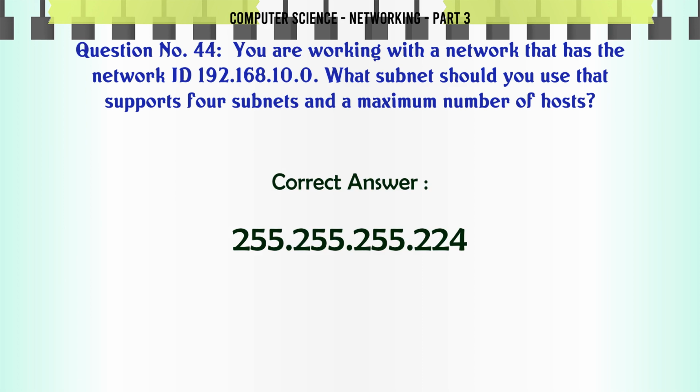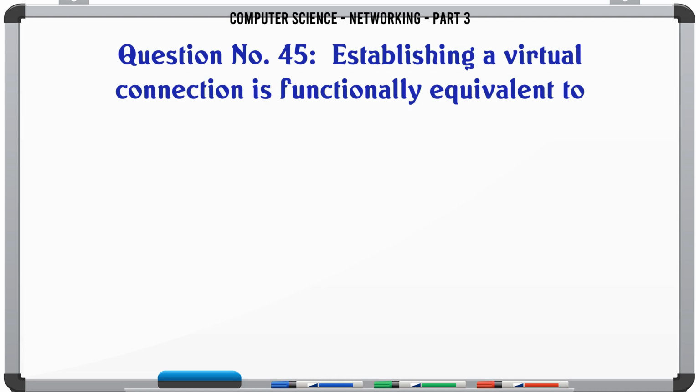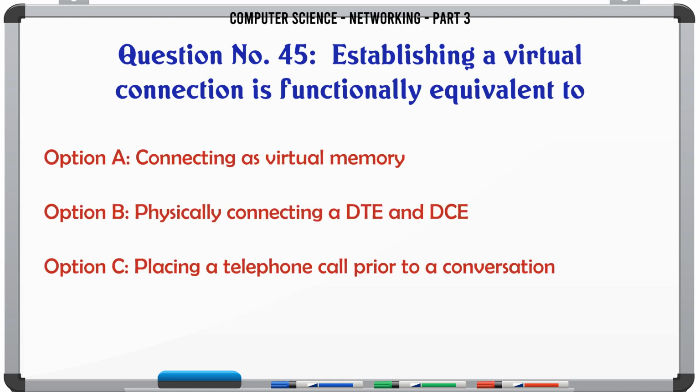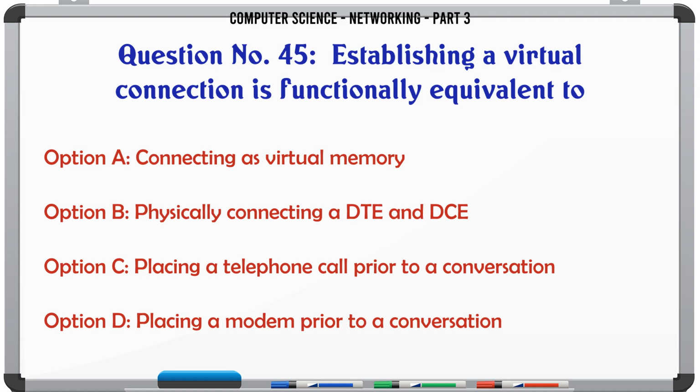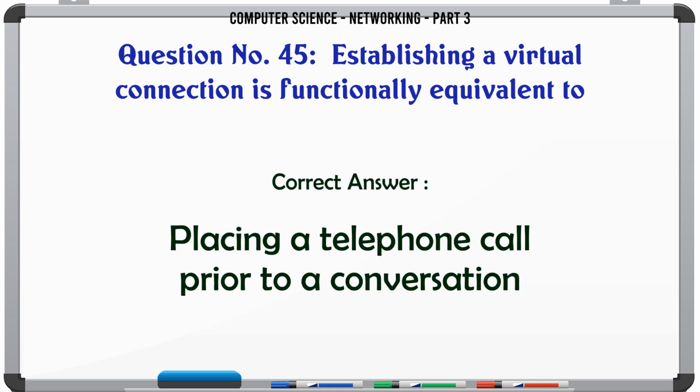255.255.255.224. Establishing a virtual connection is functionally equivalent to A. Connecting as virtual memory. B. Physically connecting a DTE and DCE. C. Placing a telephone call prior to a conversation. D. Placing a modem prior to a conversation. The correct answer is placing a telephone call prior to a conversation.